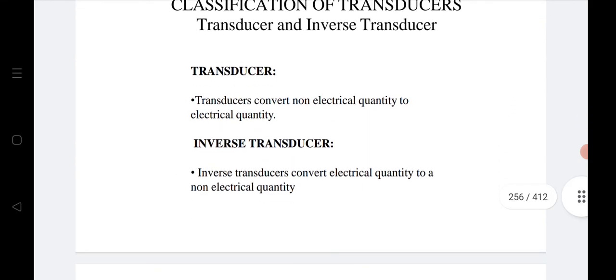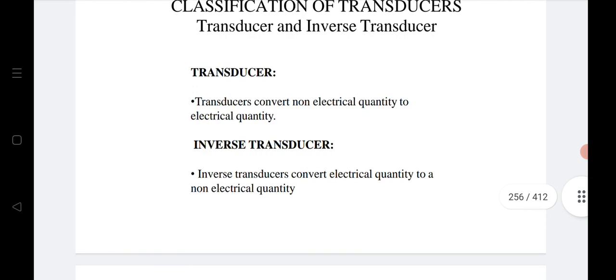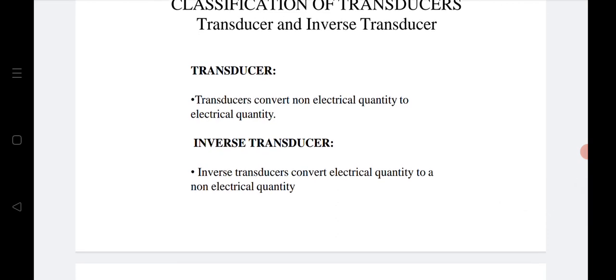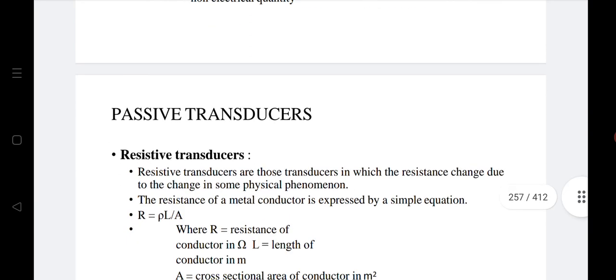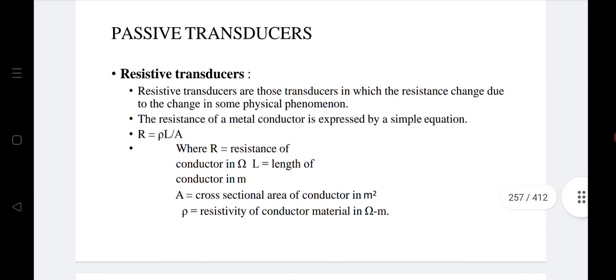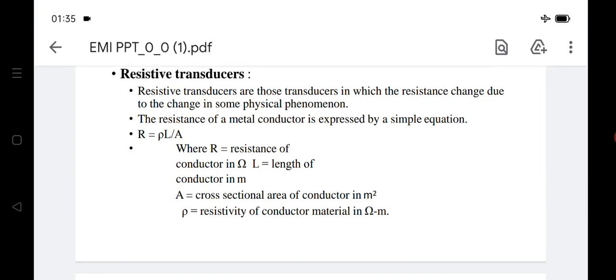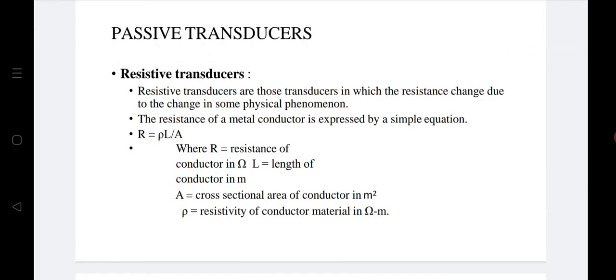The next classification is transducers and inverse transducers. A transducer converts a non-electrical quantity into an electrical quantity, whereas an inverse transducer converts an electrical signal into a non-electrical quantity. Next comes passive transducers. In our next class we will discuss passive transducers.